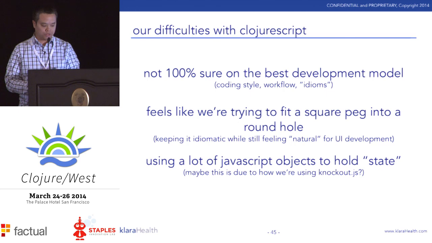What it comes down to is we're using a lot of JavaScript objects to hold state, and we're just sprinkling them all over the place. And maybe that's related to how we're using Knockout also, and there may be a better approach to that, I don't know. So if anybody has any comments, feel free.